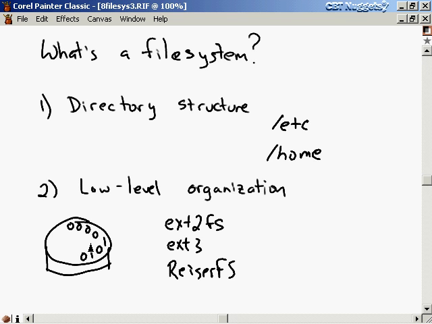I'm going to use the term file system to refer to both of these, and I'll just make it clear from my discussion whether I'm talking about a directory structure or whether I'm talking about the low-level organization of the disk.